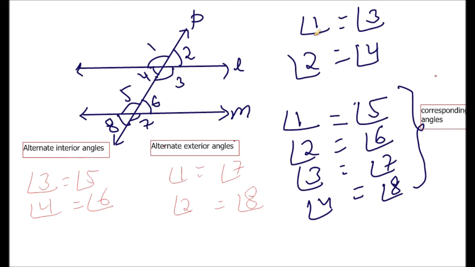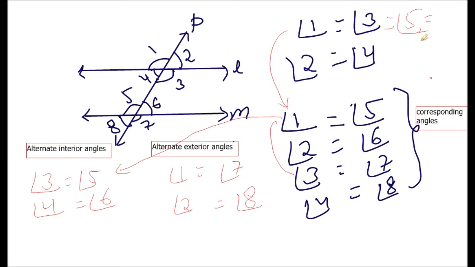From this you can see angle 1 is equal to angle 3, and from this, angle 1 is equal to angle 5. So angle 1 is equal to angle 3 is equal to angle 5. And from this we have angle 5 is equal to angle 3, it is proved. And angle 5 is equal to angle 3, and angle 3 is equal to angle 7. So angle 3 is equal to angle 7.